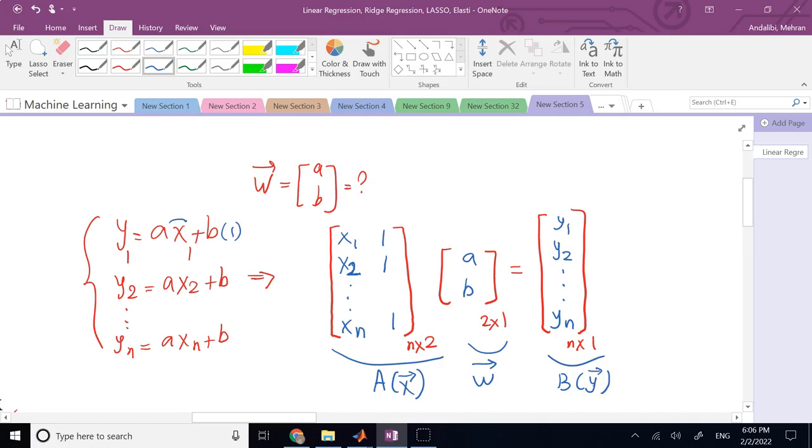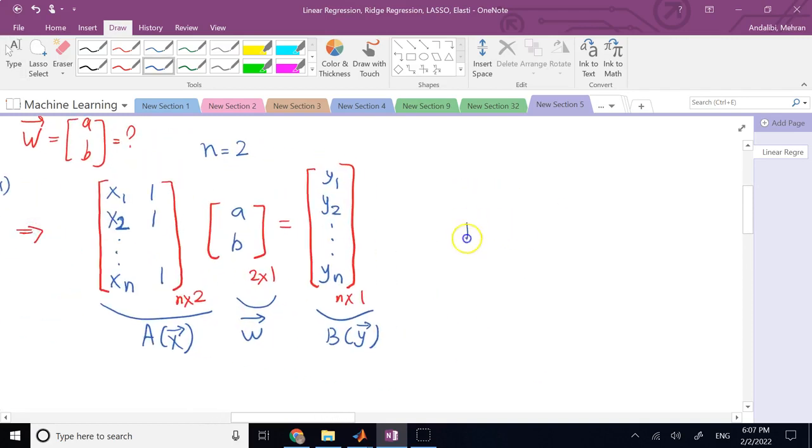Right? So now, can I invert A and multiply by B to get W? Not necessarily. If n is equal to 2, yes, this is a 2 by 2 matrix. I can do it as long as x1 and x2 are not the same, which shouldn't be. Otherwise, you have 2 points on top of each other. Then, yes, it's an inverse of a 2 by 2.